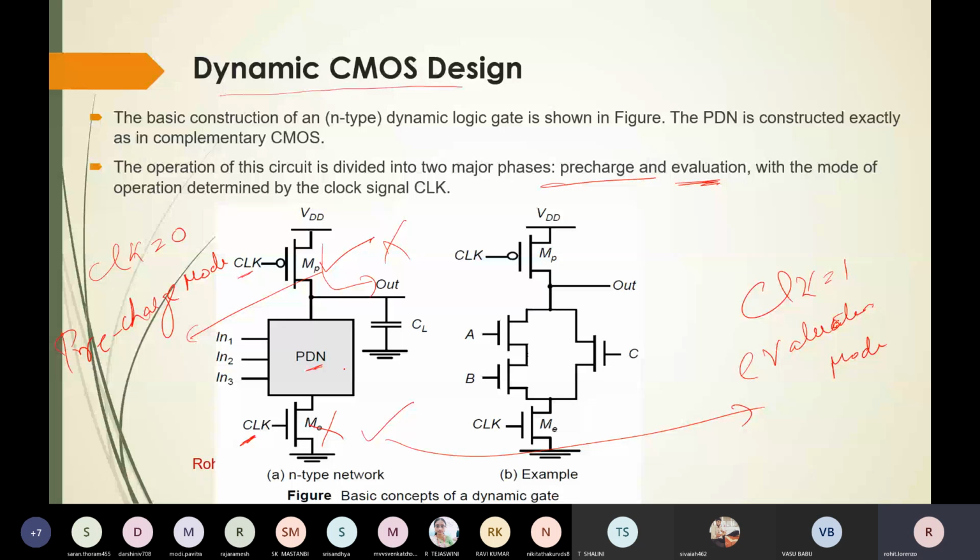So if you want to design any logic, you simply have to put the functionality in the PDN network. This is the function they have designed: A dot B plus C bar, and this is your out. If you want to design a 2-input NAND gate, just put A and B in series and the rest of the circuit will remain the same. And they explain which transistors are on and off in the pre-charge phase.